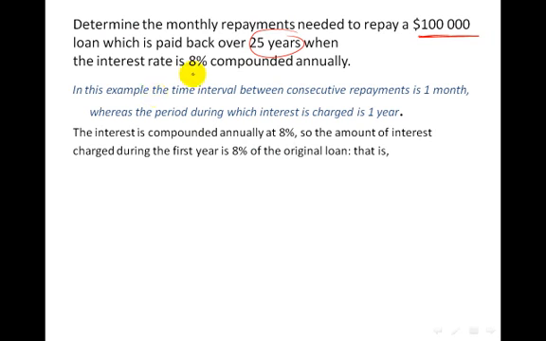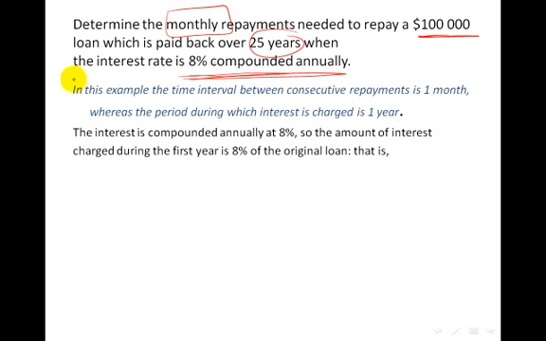And the rate is compounded annually. It's 8%, and the payment is monthly, by the way. So a loan of 100,000 that will be paid within 25 years, and you have an interest rate which is compounded annually, which is 8%, but the payment will be monthly.